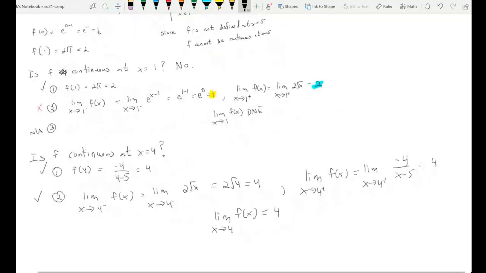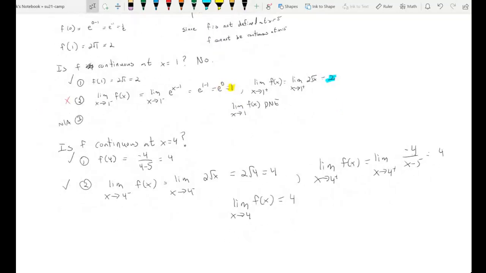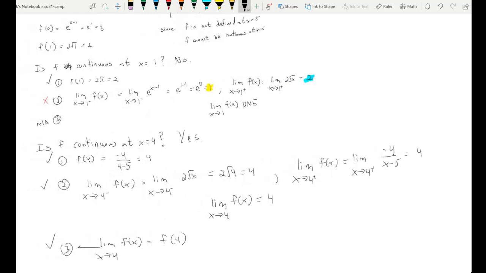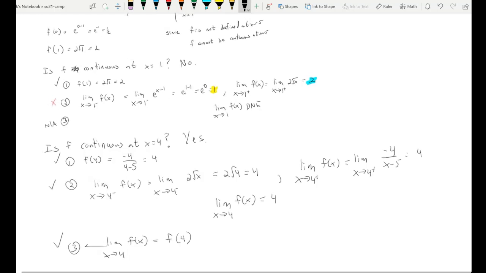Okay, so finally, the function is defined at 4 and the limit is 4. So do those match? So you finally check whether the limit equals the function value. Yes, the limit as x approaches 4 is the same as what the function does at 4. Okay, so the answer is yes, the function is continuous at x equals 4. All right, good.